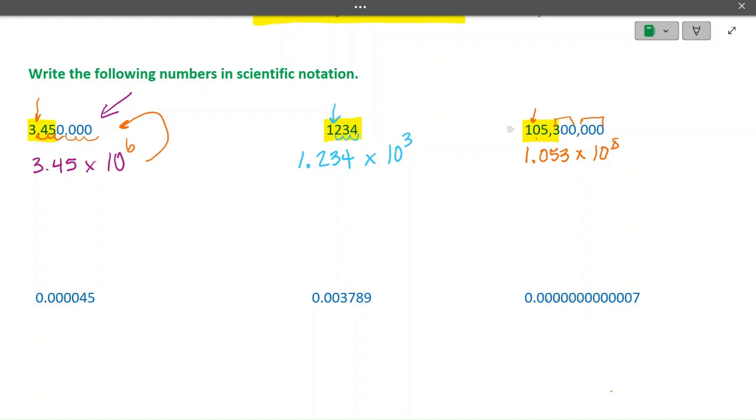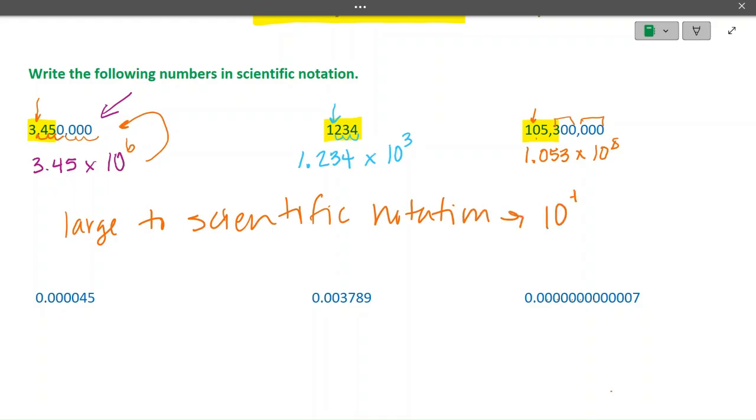So that's another way of counting if you don't like drawing this little loopy thing there. Okay, so what you're going to notice when you're going from a large number to scientific notation, it's 10 to a positive power every single time. Because remember, you're making that number smaller when you write it as a decimal. So then you need to raise it to a positive power to move that decimal place back out.